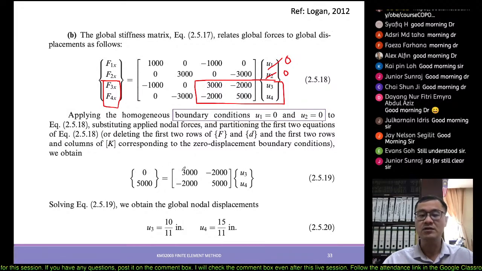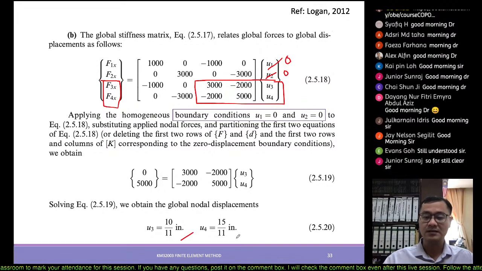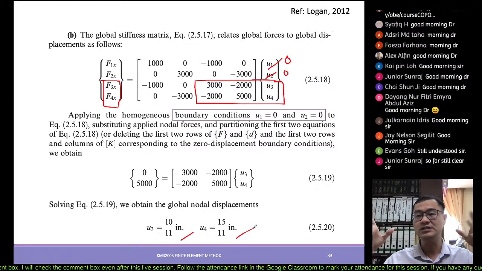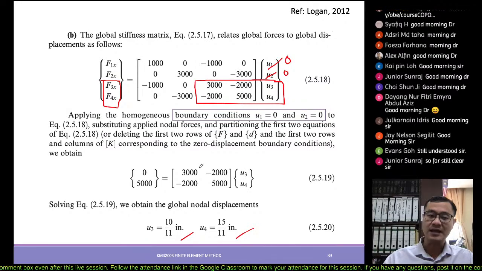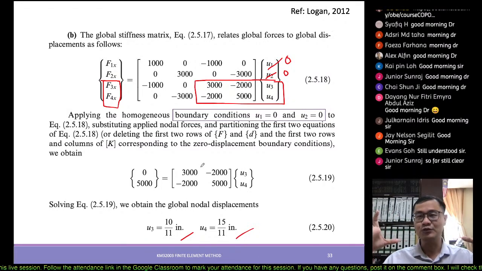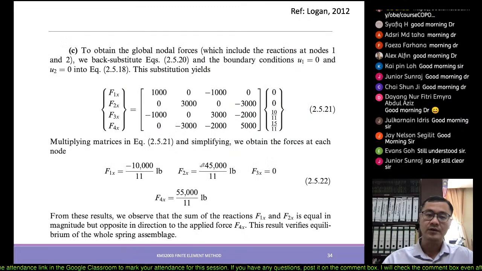So 0 equals 3000 u3 minus 2000 u4, equation number 1. 5000 equals minus 2000 u3 plus 5000 u4, equation number 2. Solve them simultaneously and you would get these two displacements. So you can see that by using a matrix, you don't need to actually arrange the equations. It has been systematically grouped together in the matrix form.